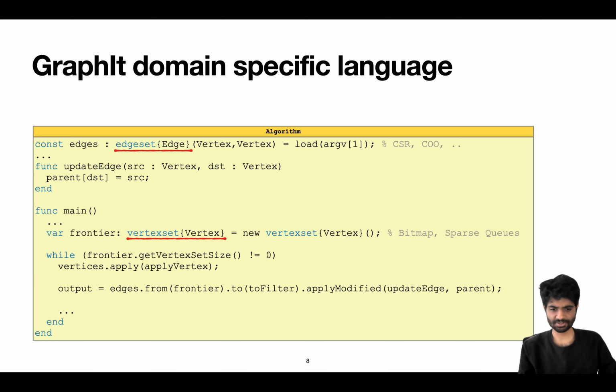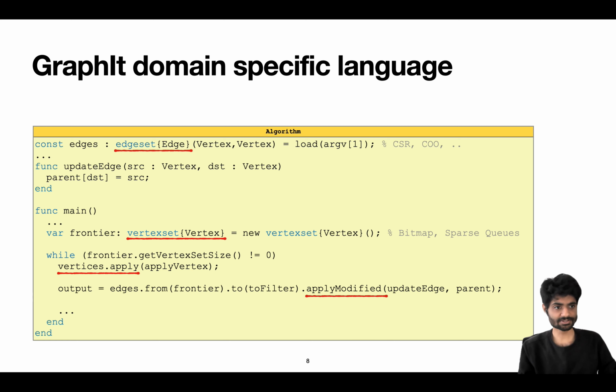The edge set can be represented as CSR, COO, block CSR, and so on. Similarly, the vertex set can be represented as a bitmap, bool map, or a compressed sparse queue. The compiler chooses the appropriate representation based on the optimizations applied. GraphIt also has support for a priority queue data structure to support processing vertices in a fixed order, either for correctness or optimization.